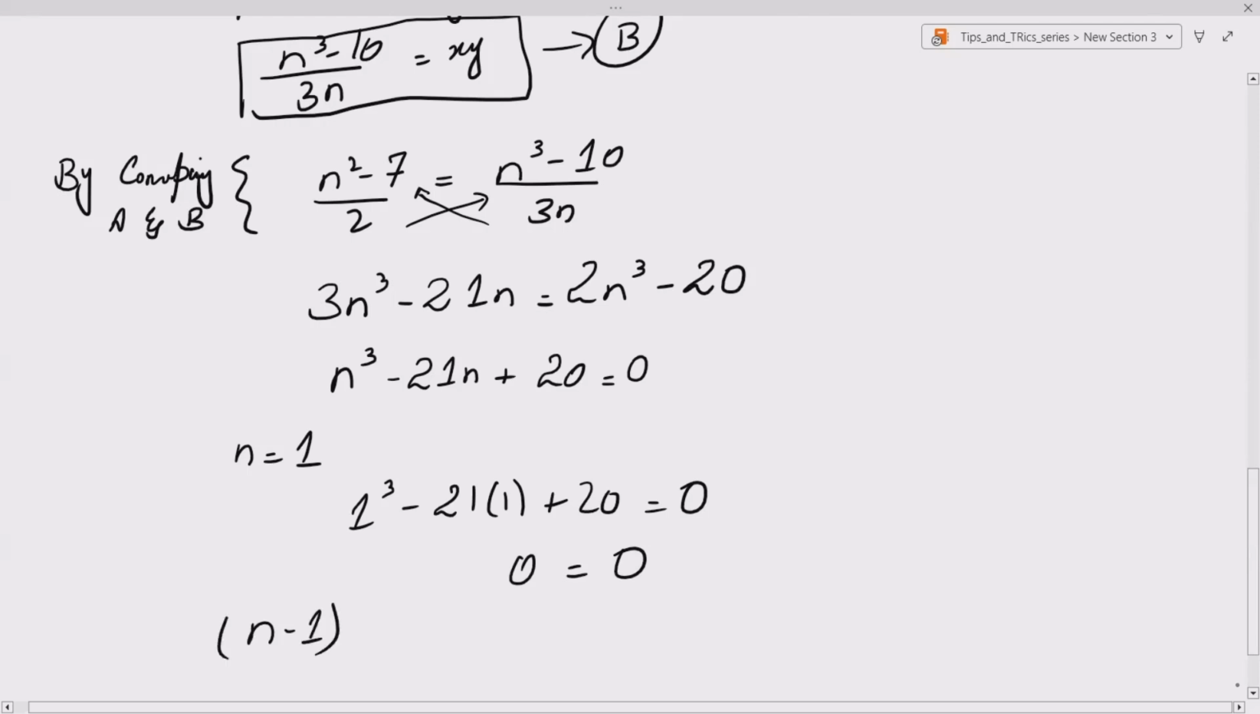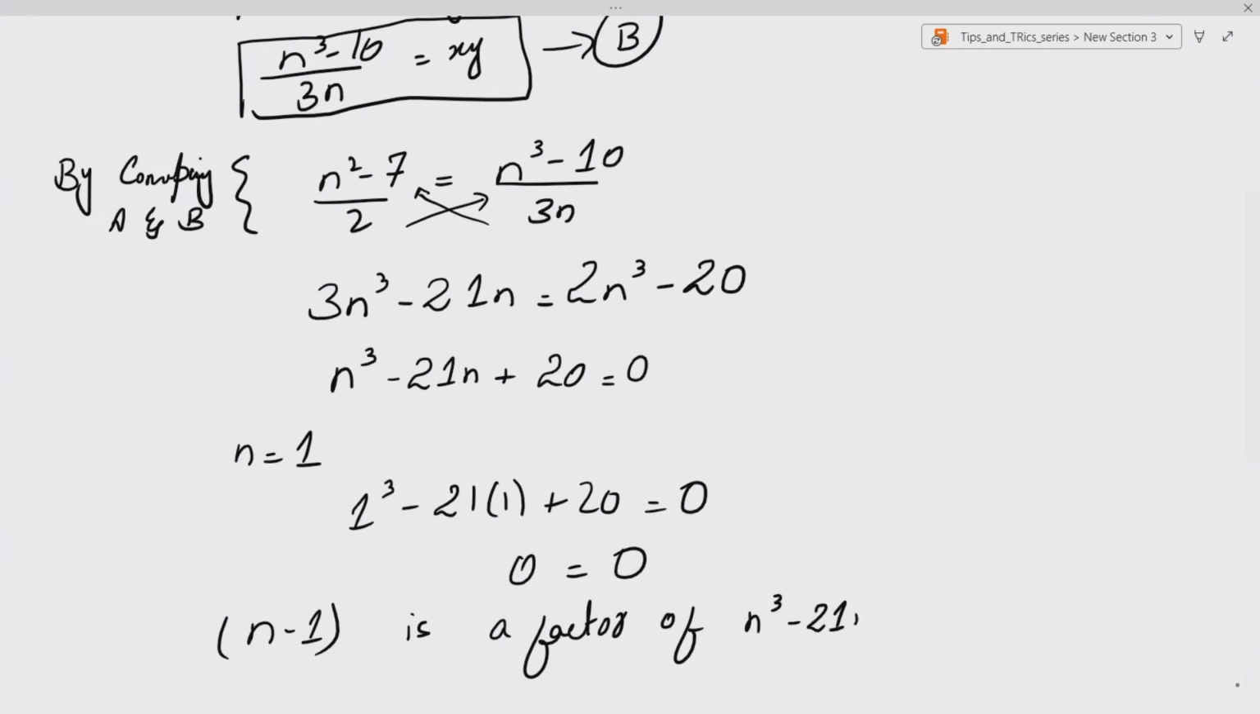It means n minus 1 is a factor. So I take minus 1 here, plus 1 here, so it becomes n minus 1 equals 0. So n minus 1 is a factor of our equation, which is n cube minus 21n plus 20. Now using this rule, we can find another two roots as well.